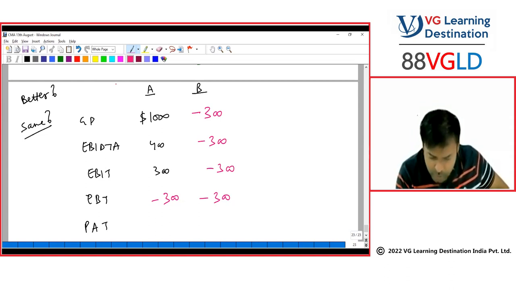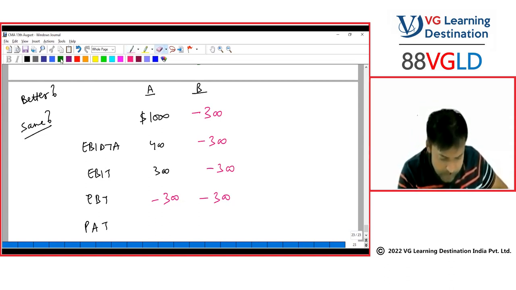No, this is not revenue. This is gross profit, everyone.